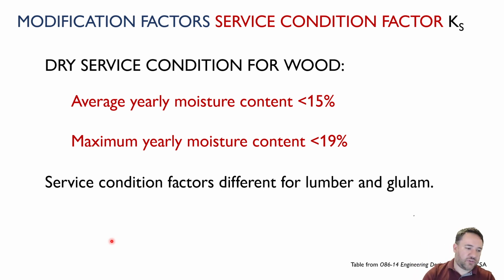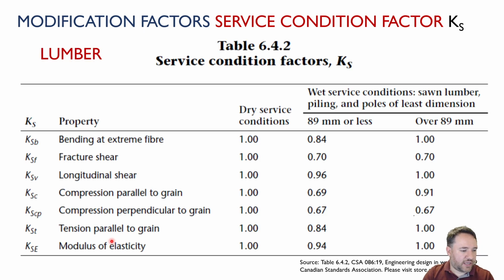And these factors are different for lumber and glulam. So there's different tables for lumber and for glulam. This is the lumber one. So you can see that for dry, we basically have our baseline condition, so everything is 1. And for wet, we have different values. So for example, for bending, it depends on what kind of load we're applying, how moisture affects it. For bending, we get a 16% reduction if we have a wet condition. If we have shear, we get a 30% reduction. Okay, so it's going to affect shear more, presumably because it's going to affect the lignin strength more.